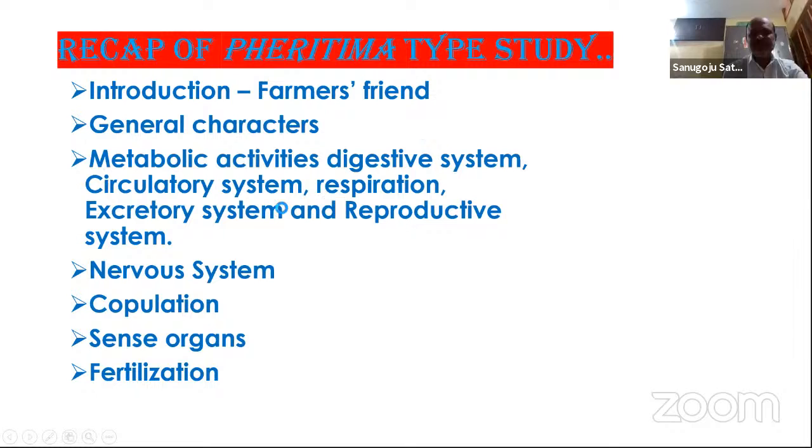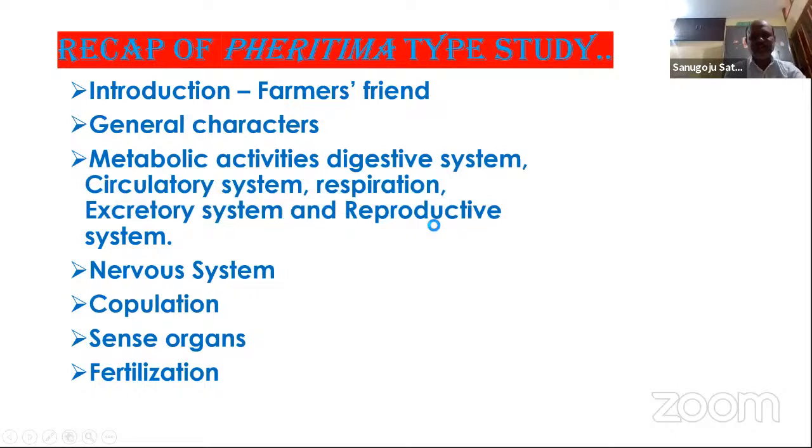Respiration is not at all well developed. It is performed only by the body wall by the process of diffusion. The excretory system is well developed here. Nephridia are well developed. There are 3 types of nephridia.